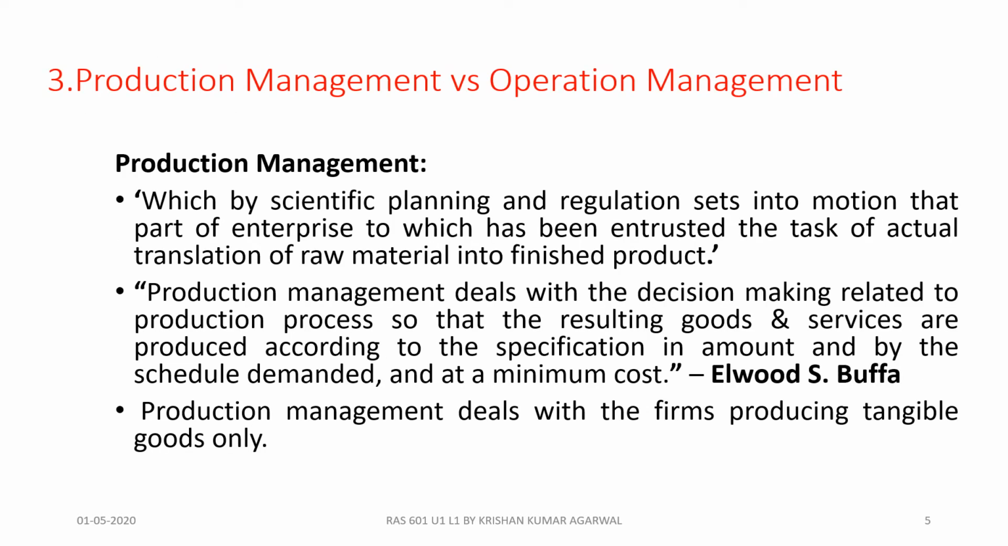Next, we will see the difference between the terms that are used in industrial management. They are quite interchangeable terms, and sometimes students get confused with these two terms, that is production management as well as operation management. Both the terms are used in reference to industrial management. Production management consists of the technology that directs the production process in a day-to-day manner, so that the resulting goods and services are produced according to the specification, in the amount and by the schedule demanded by the consumer, and can be provided at the minimum cost.